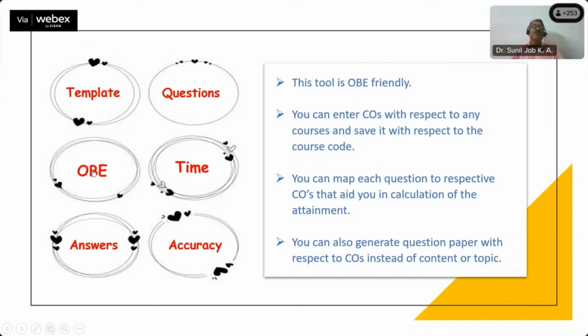You can enter the COs with respect to the course, and save it, with respect to the course code. So not only will the questions come out of this software, you can enter the COs and map these questions to the COs. Because for attainment calculations, mapping of each and every activity is definitely needed. Every question is an activity that you are giving to the students, and mapping that question to the COs is important.